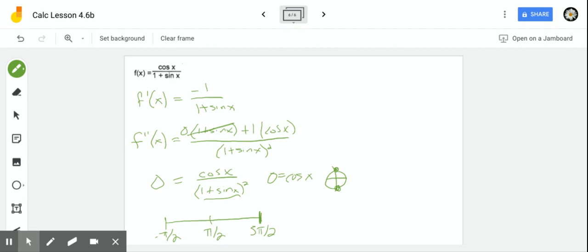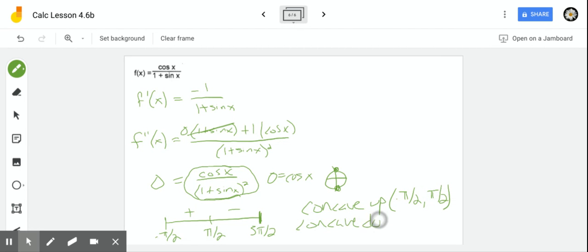We're going to plug in some points into this and see what happens. If we plug in something like 0, we get a positive number. And if we plug in something like pi, we get a negative number. So we know that it is concave up from negative pi over 2 to pi over 2, and it's concave down from pi over 2 to 3 pi over 2. So it's concave up, and then it goes concave down, which makes pi over 2 an inflection point.